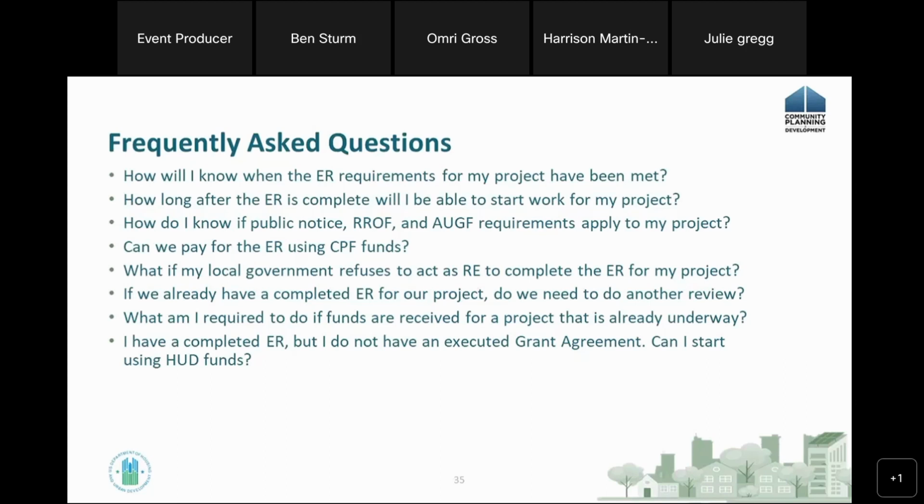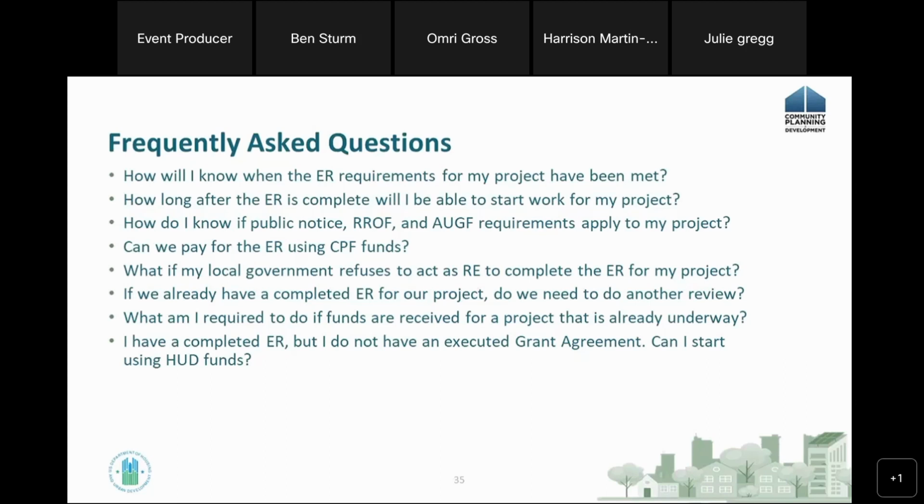All right, the next question is, how do I know if public notice, request for release of funds, and authorization to use grant funds requirements apply to my project? So again, whether or not the public notice process, which includes the request for release of funds and authorization to use grant funds, applies to your project will be based on the level of review of your environmental review.